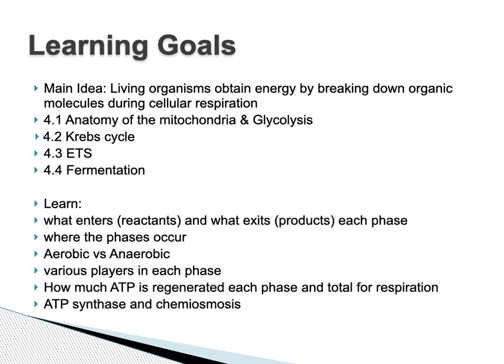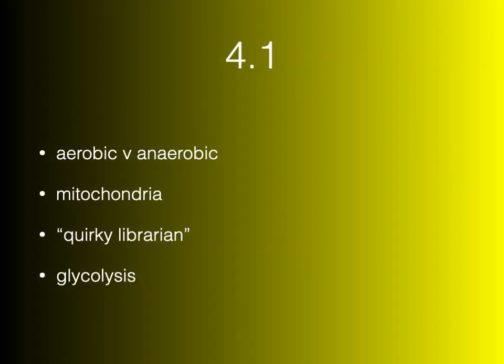What enters the reactants and what exits the products of each phase, where they occur, the terms aerobic versus anaerobic, the various players in each phase, how much ATP is regenerated each phase, and the entire total for the whole process, and about a molecule called ATP synthase and something called chemiosmosis. The first section, we're going to learn these things, so let's get to it.